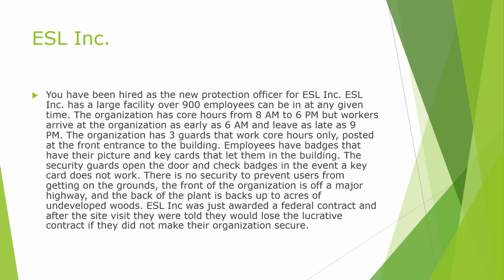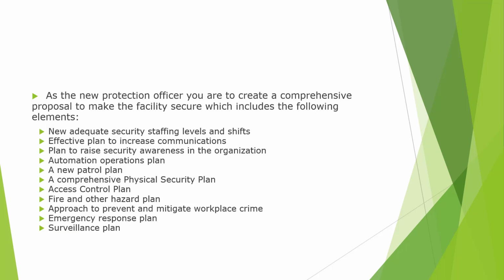The company has just been awarded a federal contract, and after the site visit they were told that they would lose the contract if they do not make their organization a little more physically secure. We're going to be looking at all different areas from the standpoint of the protection officer. We need to have adequate, secure staffing levels and shifts. We need an effective plan for increasing communication, a plan to raise security awareness within the organization, and to automate some of the operational plans. We need a new patrol plan, a comprehensive security plan, and access control, that's going to be the administrative controls plan.